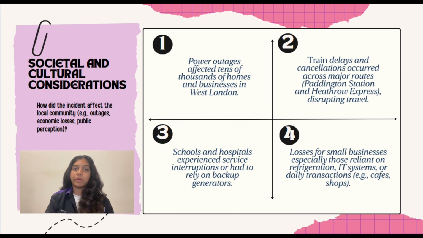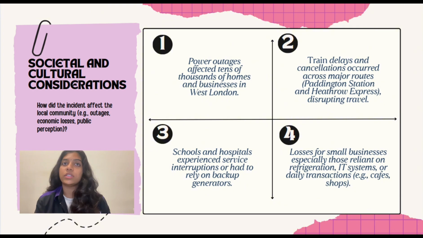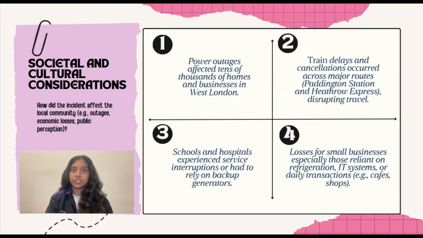My name is Preeti. My matric number is B0822100504, and I'll be presenting on the societal and cultural considerations of the Hayes substation fire that occurred on March 28, 2025 in London. This incident had a significant impact on the local community.